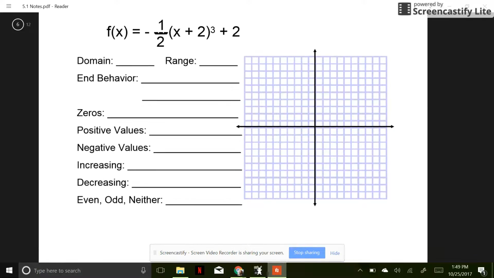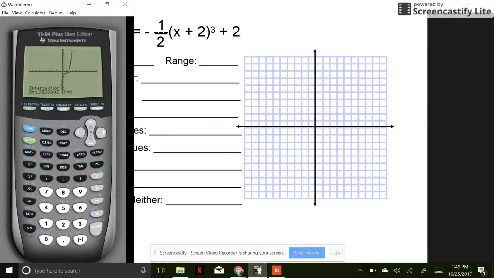All right, we're going to look at one more of these. So let's plug it into our calculator, see what happens. So I'm just going to change this top equation. Negative 1/2, I'm going to make it negative 0.5 times quantity x plus 2 to the third power. And outside my power, now we add 2. Let's see what this graph looks like. So now we've flipped again. We've moved over to the left.